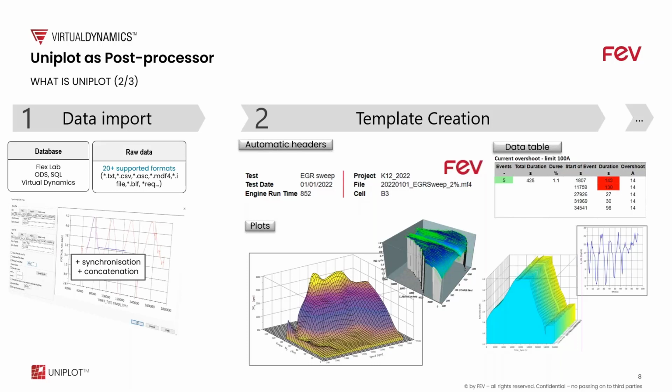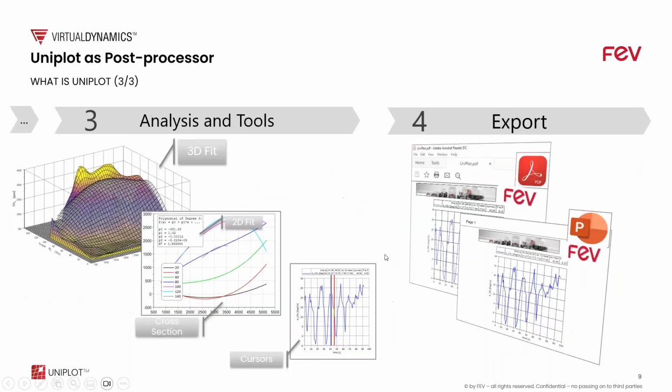structured steps wherein at the first level data can be imported from different types of database and raw data. Then in the second step, we can create template using helpful features like automatic headers, different types of plot, different types of table over here. And also it has various tools and filters which can be used to analyze the data more effectively. Finally, once we are satisfied with the analysis, we can export the result to a PDF or a presentation template.